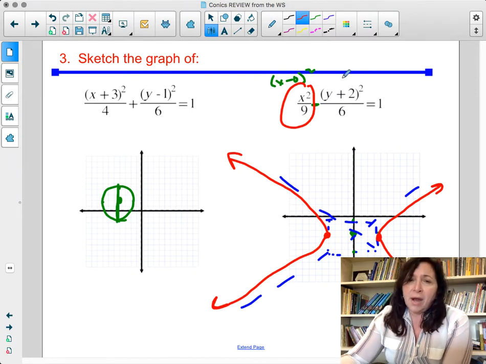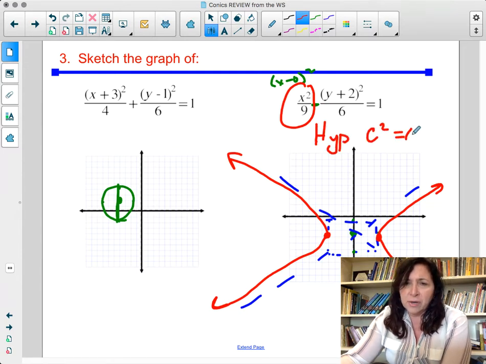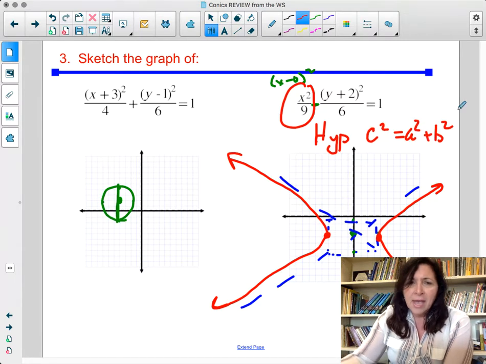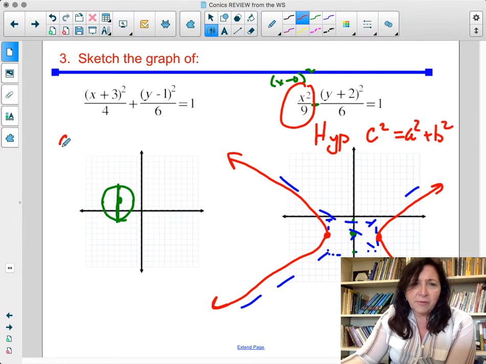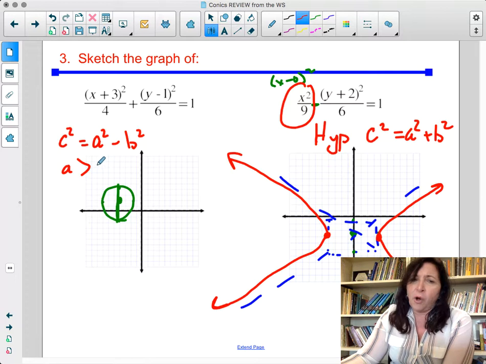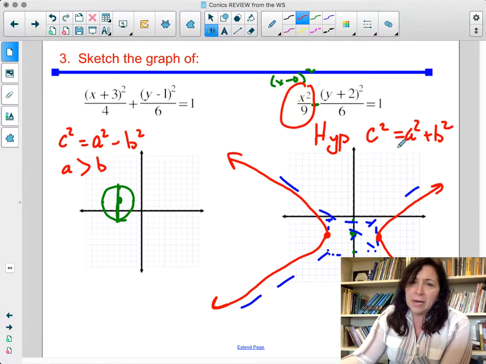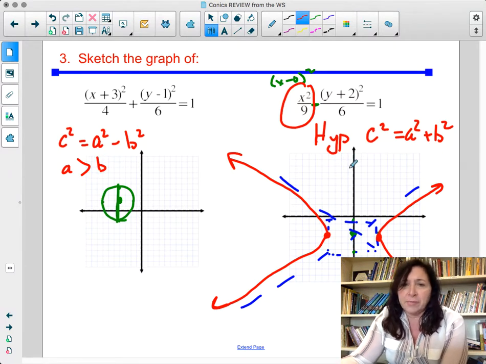But keep in mind that if it is a hyperbola, to find the focal points, you use c squared equals a squared plus b squared. And if it's an ellipse, to find the focal points, you use c squared equals a squared minus b squared. And in an ellipse, a is always greater than b. But in a hyperbola, a does not have to be bigger than b.